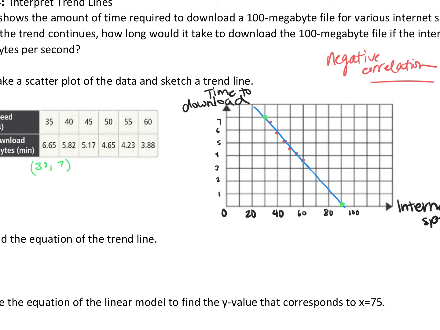It's not perfect, but I'm going to grab that point down there. That ordered pair is 90 for the x and 0 for the y. All right, so let's write an equation of this line. We start by finding the slope.